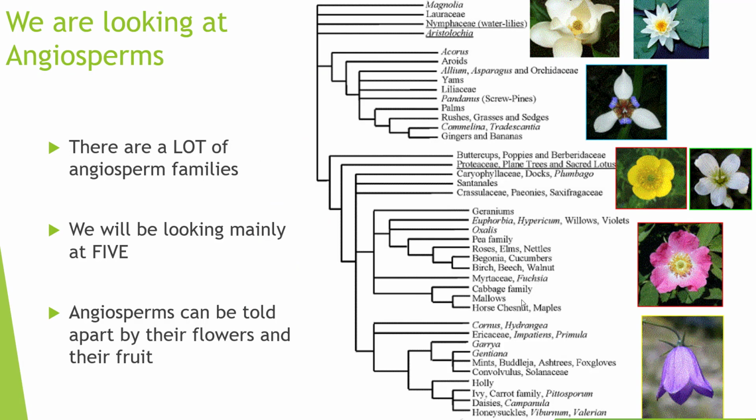Now, we're going to look mostly in this class at angiosperms because those are cool. There are a lot of angiosperm families. And we're going to look mainly at 5 different groups within that are going to cover most of the horticulturally interesting plants. How do we tell them apart? Well, we're going to tell them apart by how their flowers look and how their fruit look. And in the following bits of this unit, I'm going to teach you those 5 families.